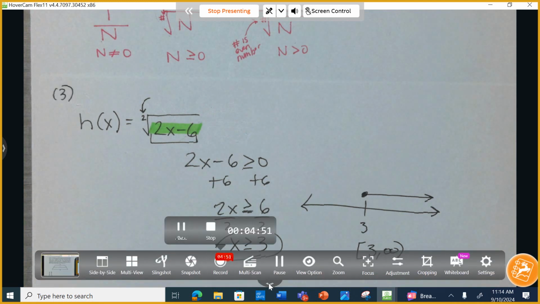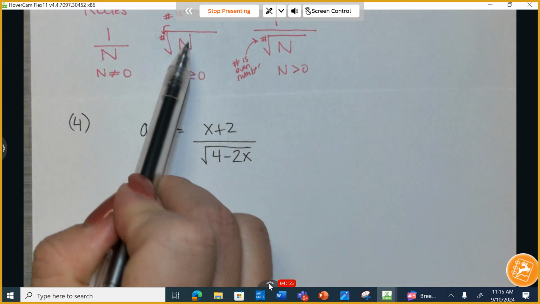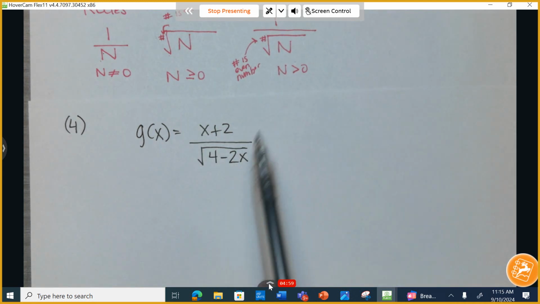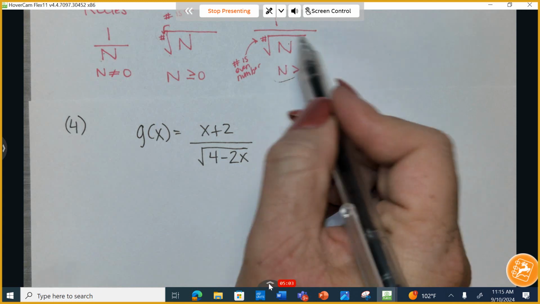So example number 4. So I'm going to refer up to these 3 rules. So the first one is, do we have any radicals? We do have radicals, and the radical is in the denominator, so I need to follow this rule. This is the rule I need to follow.